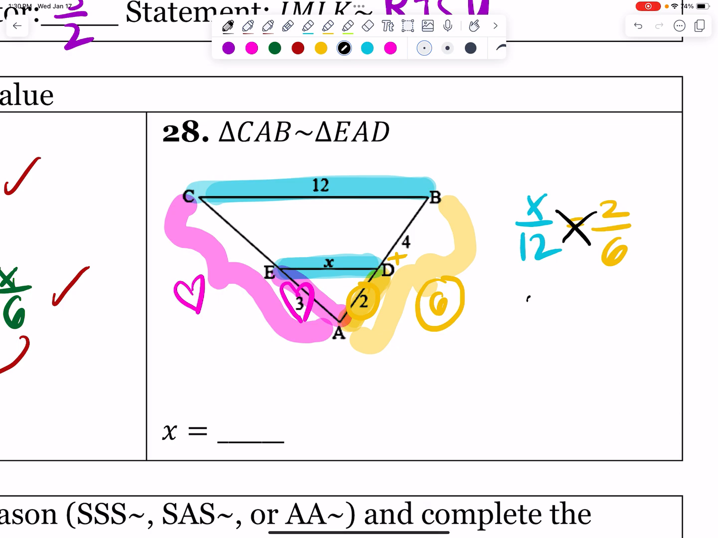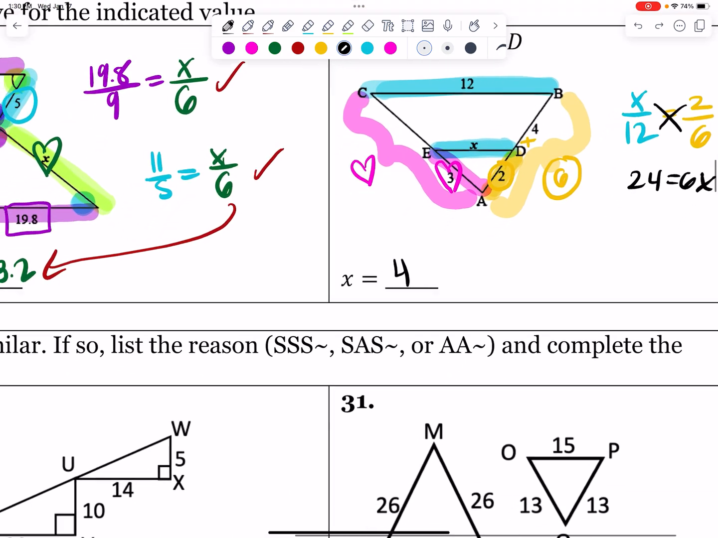So again, we cross multiply, so 24 equals 6x, so x equals 4. X equals 4. Again, you can plug it in and check it. If you wrote a 4 here, 4/12 is 1/3, so is 2/6. So you know that you're doing that math correctly.